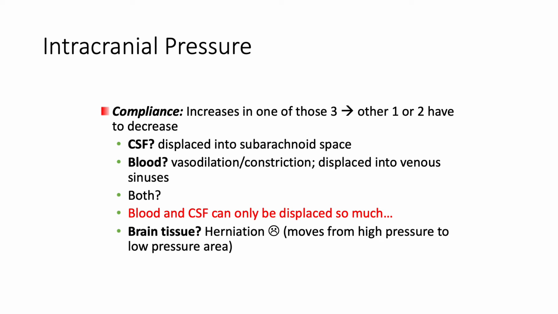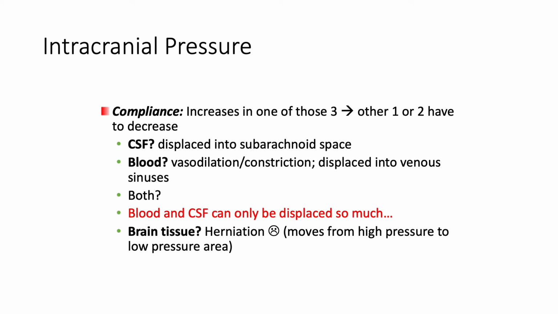But sometimes our blood and our CSF can't do enough to compensate, and the brain tissue is forced to move. And some of these movements, or herniations, are temporary, and they may not even lead to immediate emergencies in our patients. But as the tissue shifts, it could compress a nerve, maybe causing a facial droop, or maybe a dilated pupil.